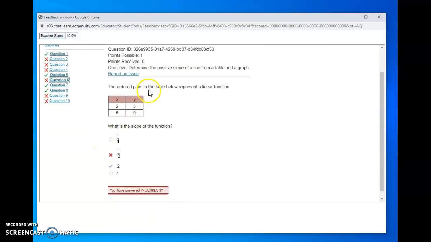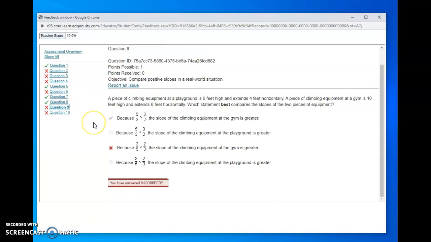The ordered pairs in the table represent a linear function. What is the slope? So here we're going to subtract our y's. 9 minus 3 is 6. Subtract our x's. 5 minus 2 is 3. So 6 over 3 is really the same as 2 over 1, or it just simplifies to 2. So it looks like you got 1/2. Remember, slope is y minus y over x minus x.